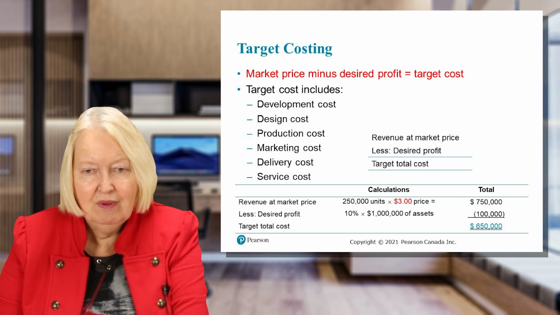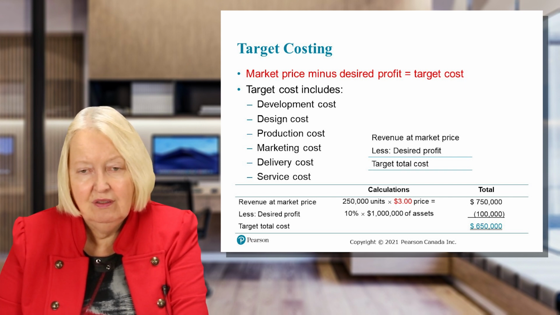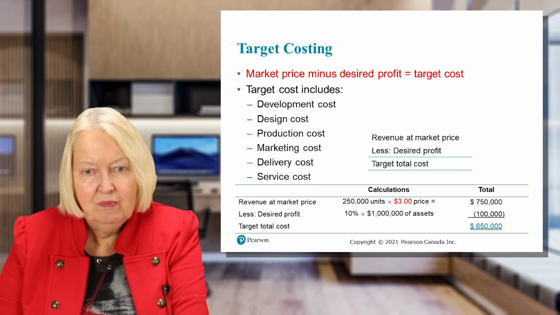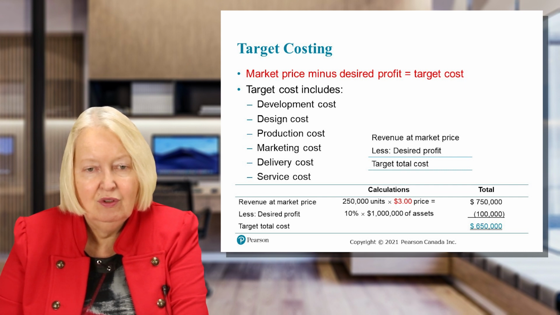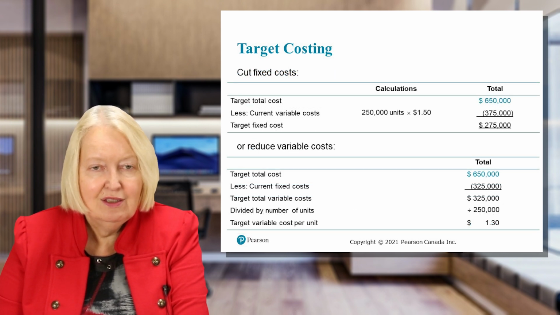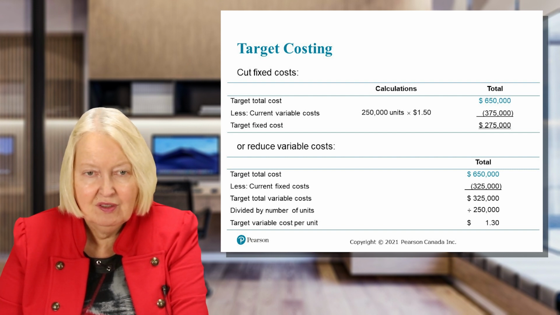So this means your revenue is going to be $750,000. Then you want to subtract off your desired profit of $100,000. So what this means is your product, those 250,000 units, can only cost you $650,000. So you're kind of working backwards. You're looking at your cost and seeing what you've got to get that cost down to. So there's only two ways really to get your cost down. You either reduce your variable cost or your fixed cost.